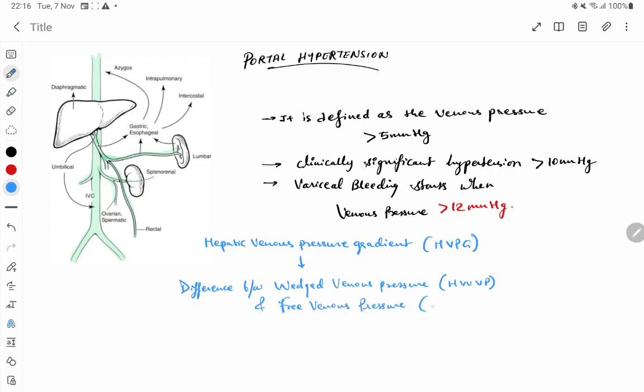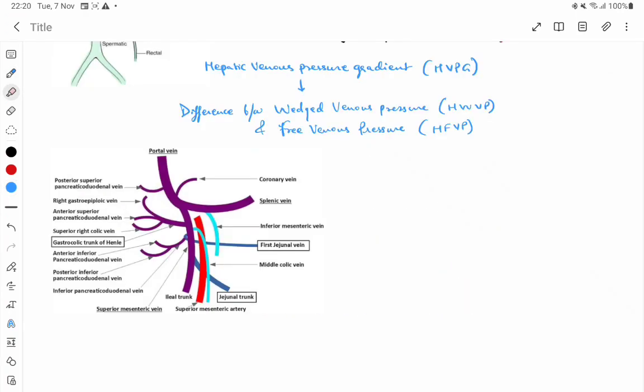Now, understanding the anatomy of the portal venous system. The portal vein is formed by the union of the superior mesenteric vein and the splenic vein, which is just posterior to the head of the pancreas at the level of the second lumbar vertebra.